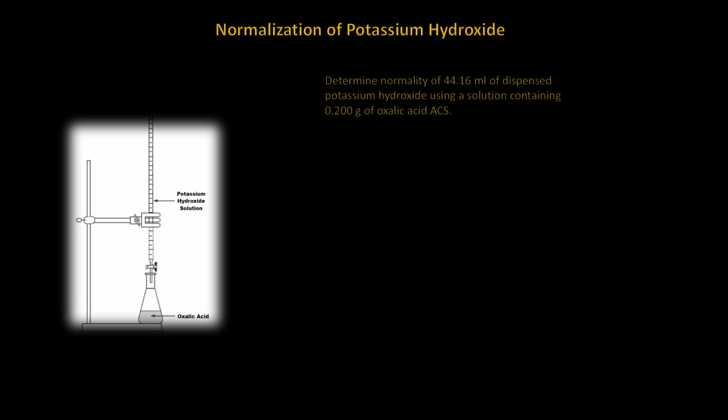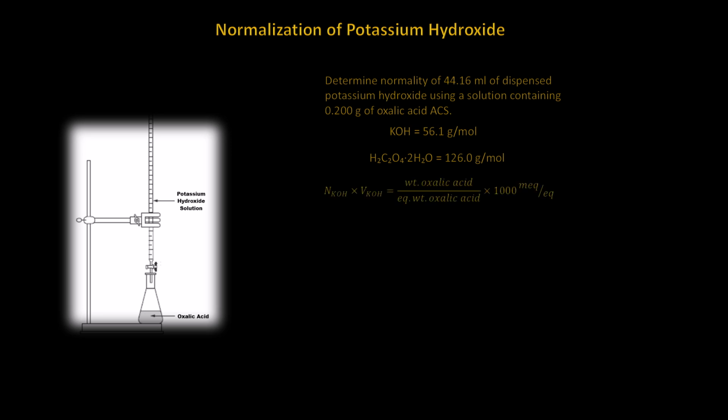A 50 ml burette is filled with the potassium hydroxide solution. 44.16 milliliters of the potassium hydroxide was dispensed to the end point. The potassium hydroxide has a mass weight of 56.1 grams per mole. The oxalic acid has a mass weight of 126.0 grams per mole.